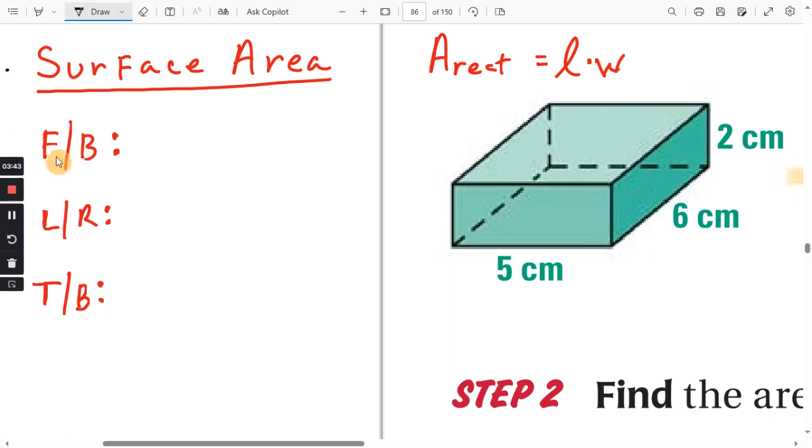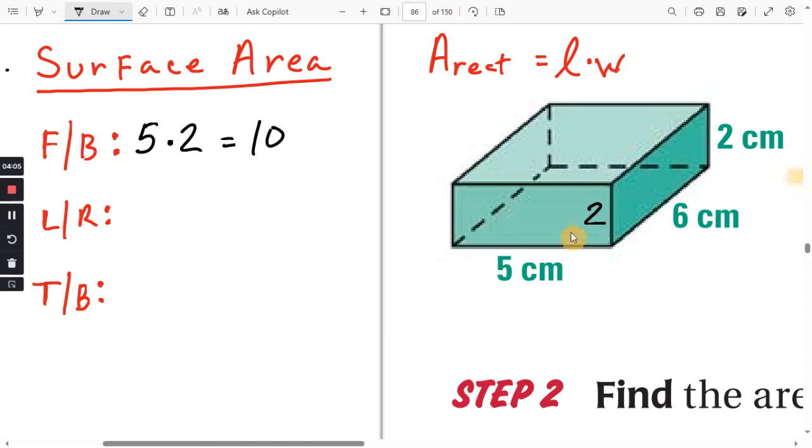For the front or back, same thing. We see this up-down height is 2, so I can fill in a 2 right here. The front is just going to be 5 times 2. All right, 5 times 2, that's 10. We're just doing length times width.